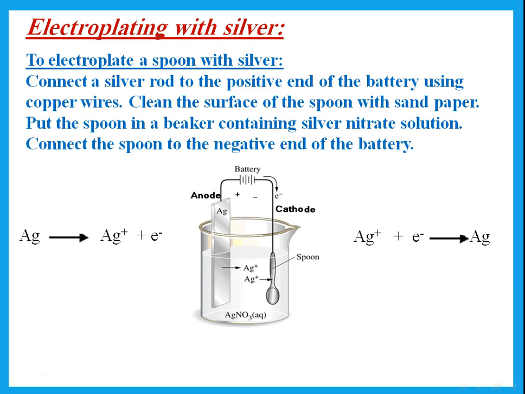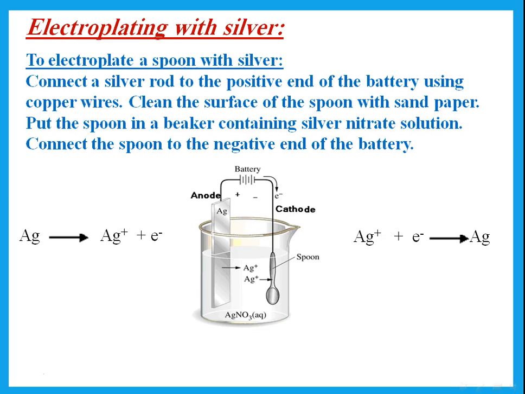Then we need to put the spoon into a solution containing silver ions. So we want something silver, something that dissolves. And remember that all nitrates dissolve. So silver nitrate would be a substance that dissolves in solution, and this will give silver ions. The silver ions will then deposit on the spoon when we connect it to the negative end of the battery. So what happens is the silver metal connected to the positive will dissolve to give silver ions.